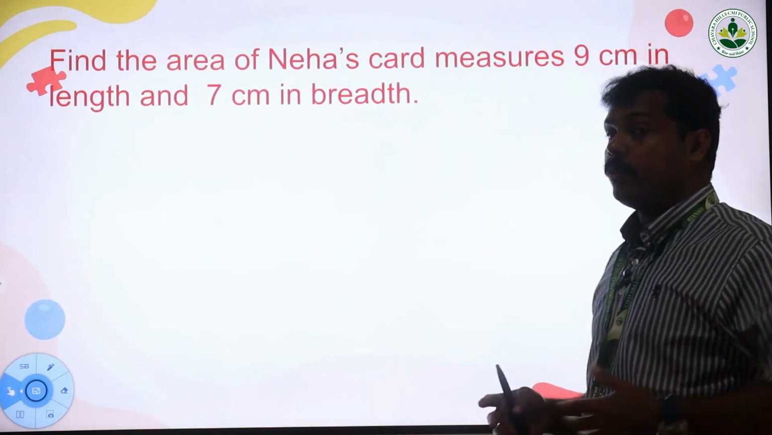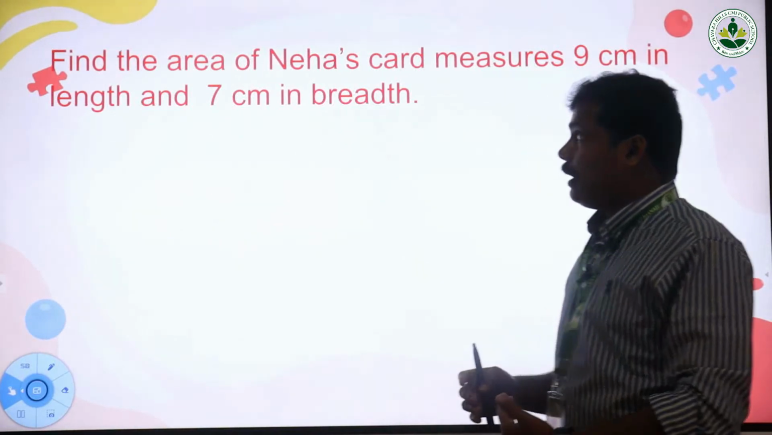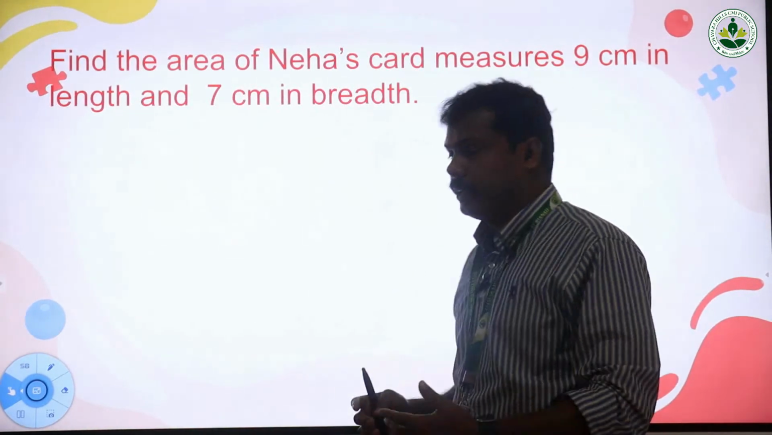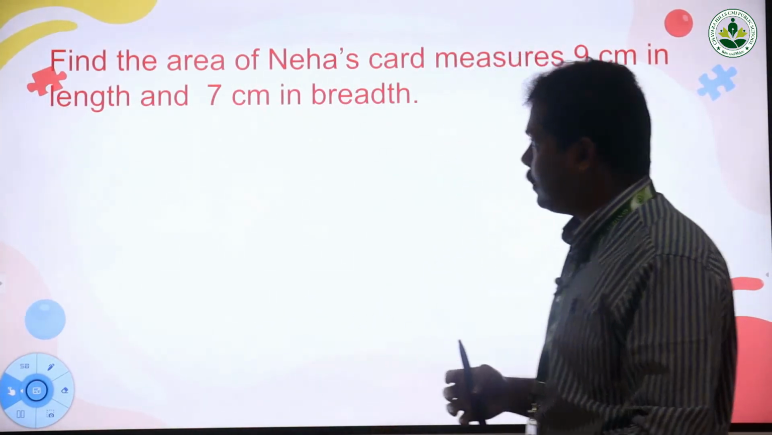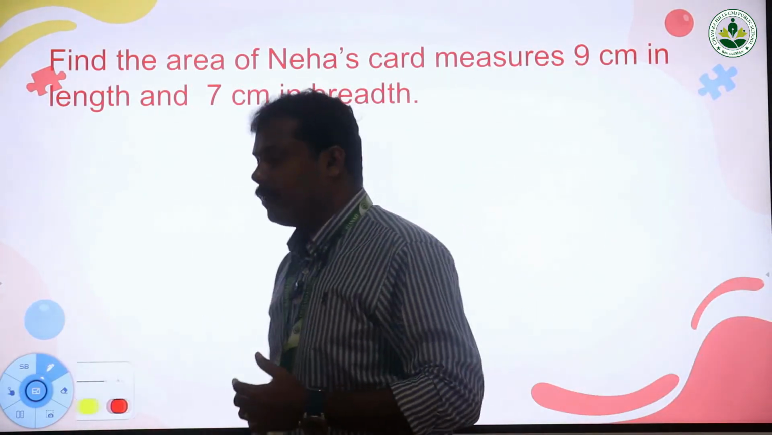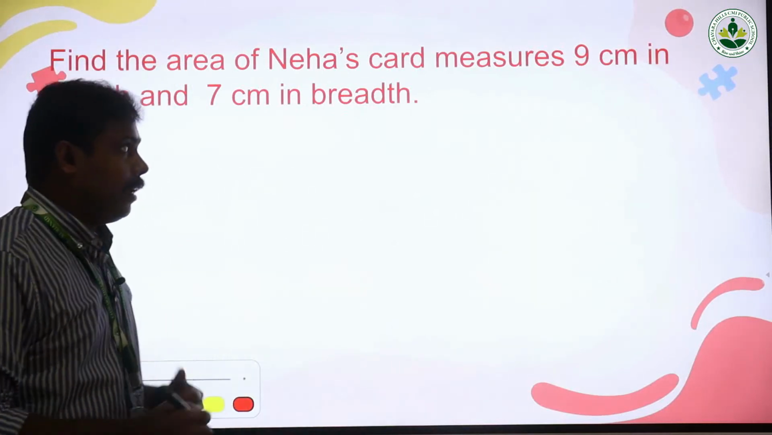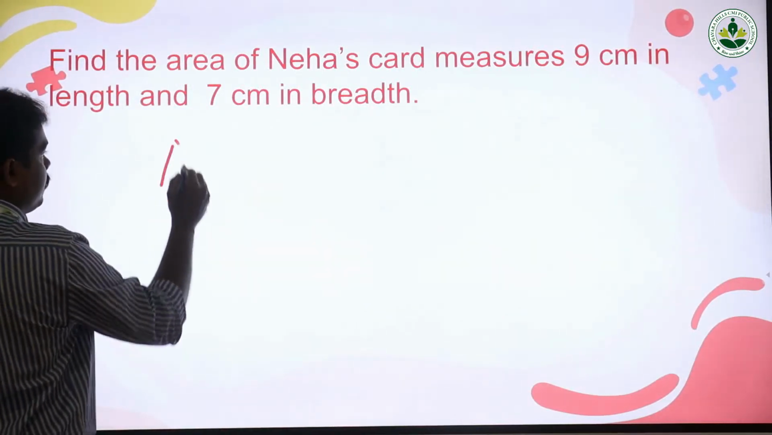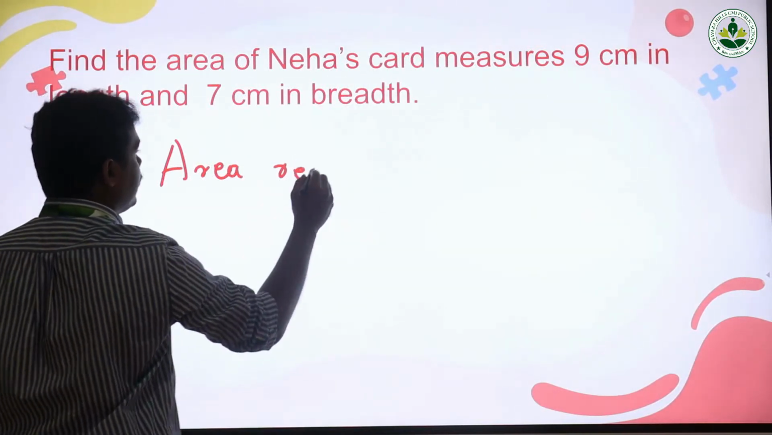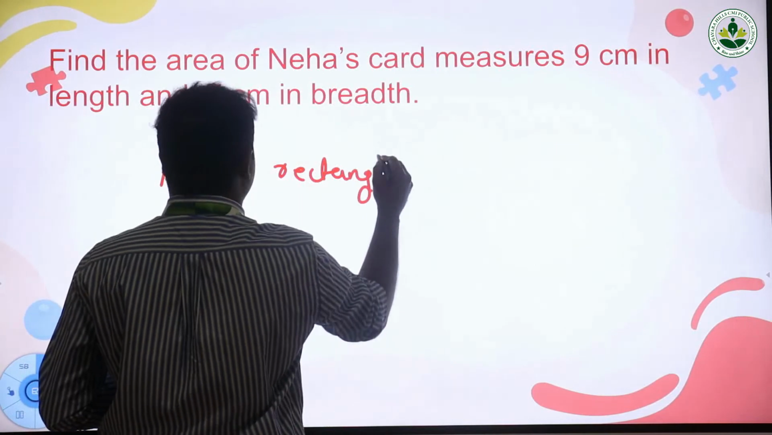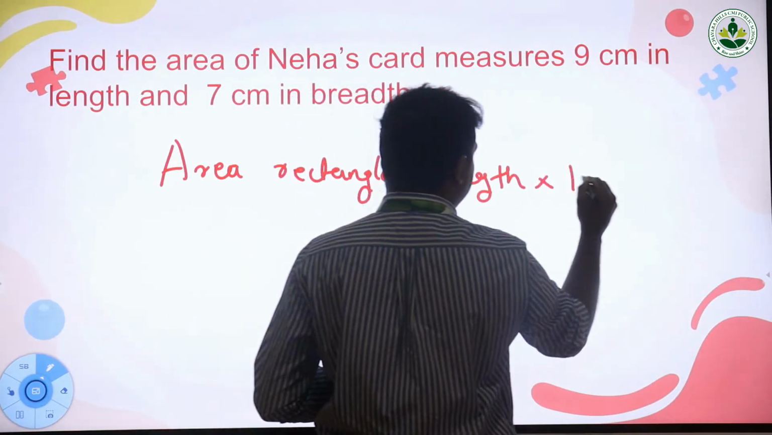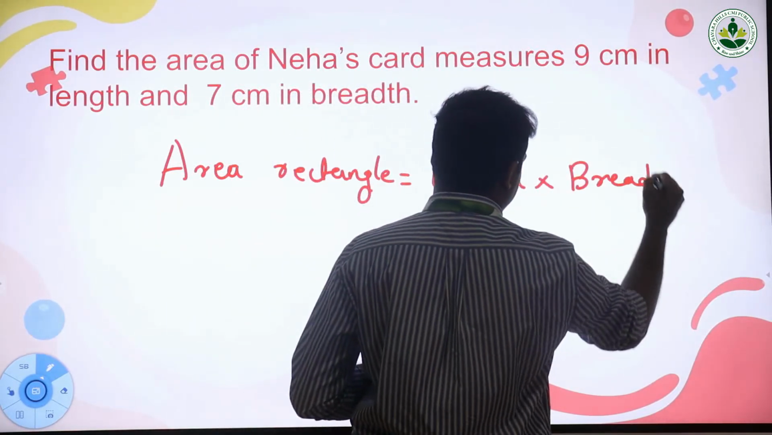Okay. We need to find whose card is bigger. Find the area of Neha's card. Length of Neha's card is 9 centimeter and breadth is 7 centimeter. How will you find its area? Neha's card is a rectangle shape. So area of a rectangle is equal to length into its breadth.